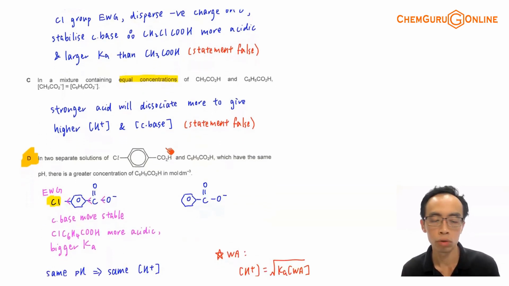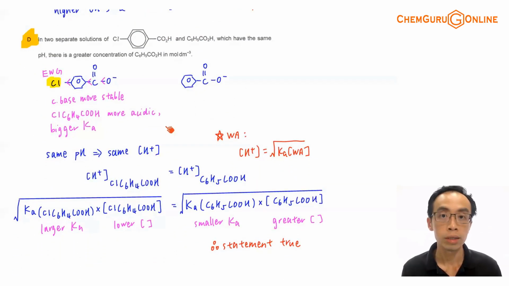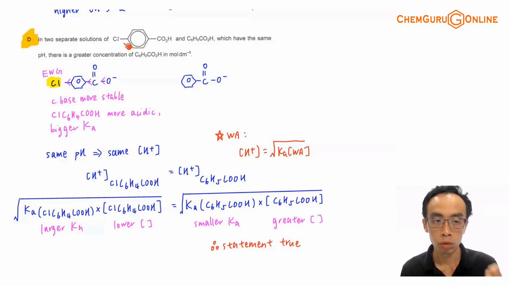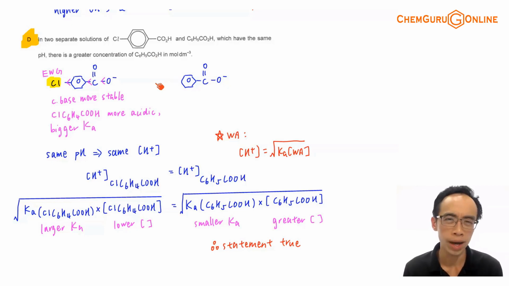But let us try to talk about it. How do you know D is correct? Now, D is a bit interesting because we have to do a bit of figuring out. In two separate solutions of benzoic acid with a chloro group attached to position 4, versus benzoic acid, with the same pH, there will be a higher concentration of benzoic acid. This is a bit interesting because usually when we compare acidity, we don't compare in this way. But the first thing we do is compare acidity, who is more acidic, who is less acidic. We start with that first.